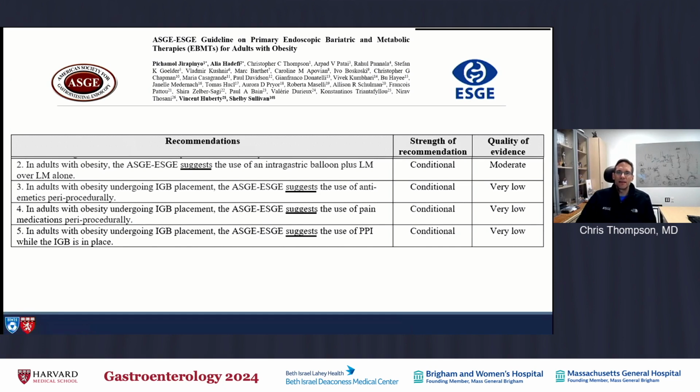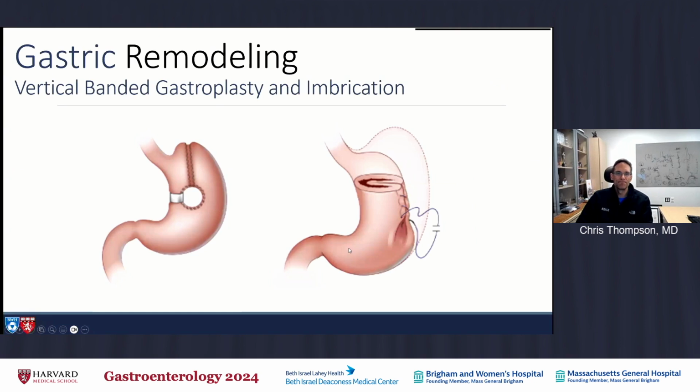Again, back to our guideline. So they also looked at balloons, and the guidelines suggest the use of the balloon plus lifestyle modification over lifestyle modification alone for sure. And they also suggest the use of antiemetics, because there's a lot of nausea after this, use of pain medications peri-procedurally, as well as the use of PPIs before and after until removal. Again, conditional with moderate evidence, and then very low for the PPIs and pain meds.